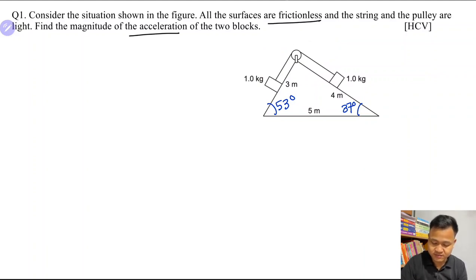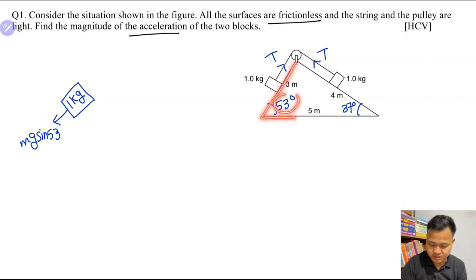Here I have the same tension, because the two blocks are connected by the same string. So let's write T here. Now for the 1 kg block free body diagram, remember I have mg sin 53, since this inclined plane has angle 53. For this one I will have mg sin 53.